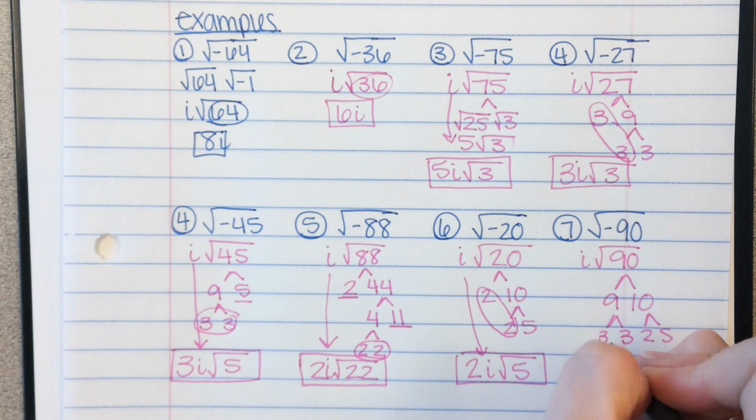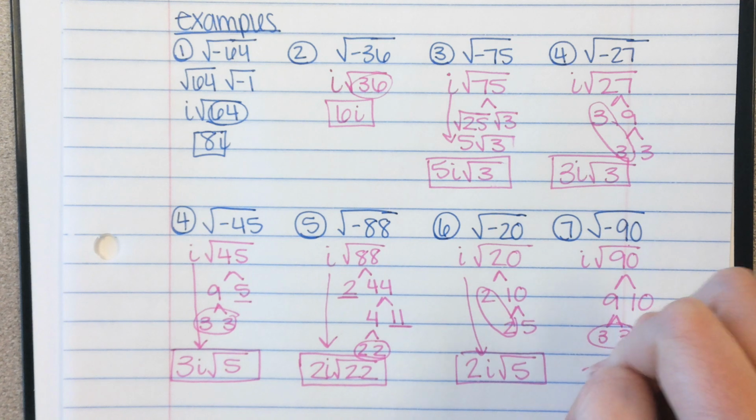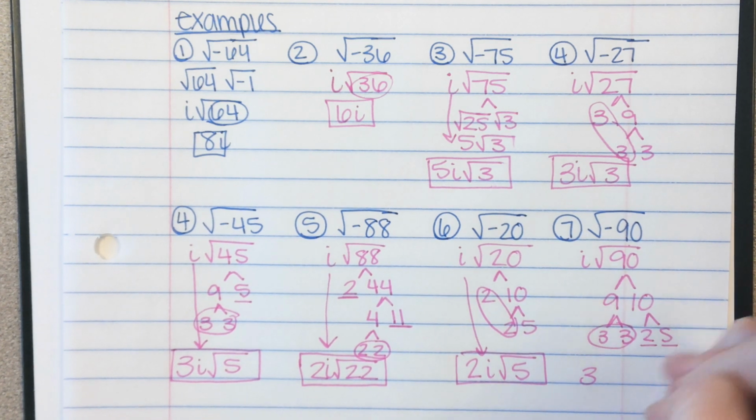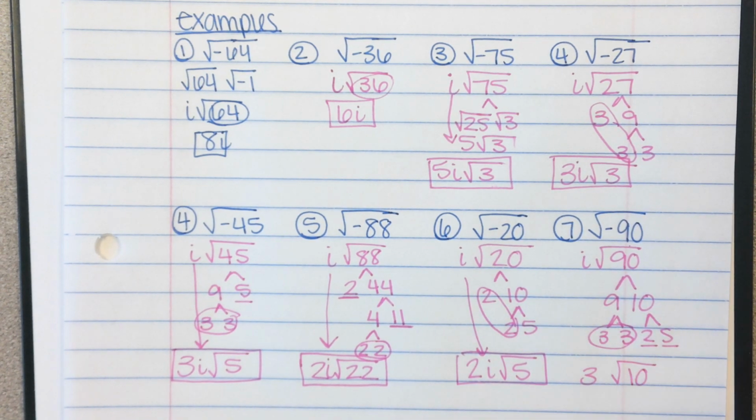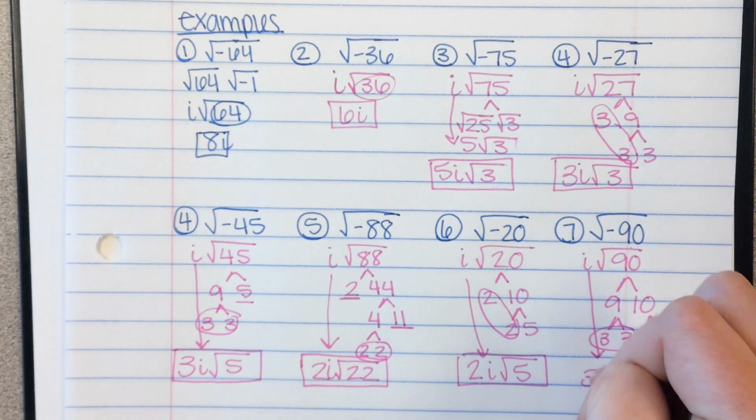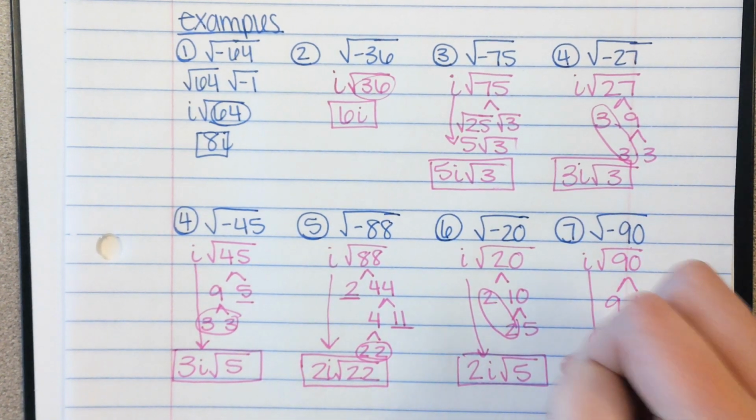So do I have any pairs? A pair of 3s. So I'll bring 3 to the outside. 2 and 5 are left over, so I'm going to put 10 back inside and bring down my i. So 3i square root of 10.